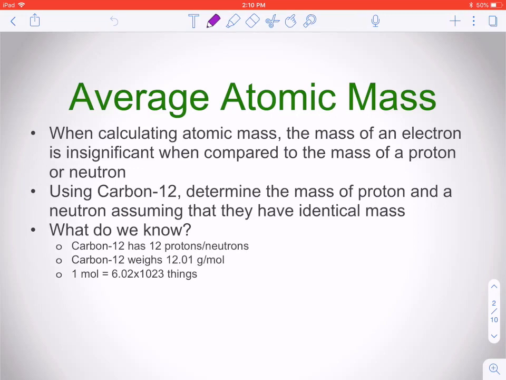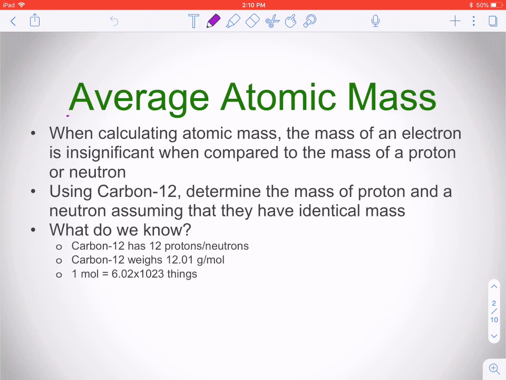Hey everyone, let's continue on with our look at isotopes and start thinking about average atomic mass. So it's really rare that we would have a situation where we dig an element out of the earth and all of the different atoms of that element would have the exact same mass. And why is that? Because different isotopes of different atoms have different numbers of neutrons. And if you have different numbers of neutrons, that's going to change your mass.